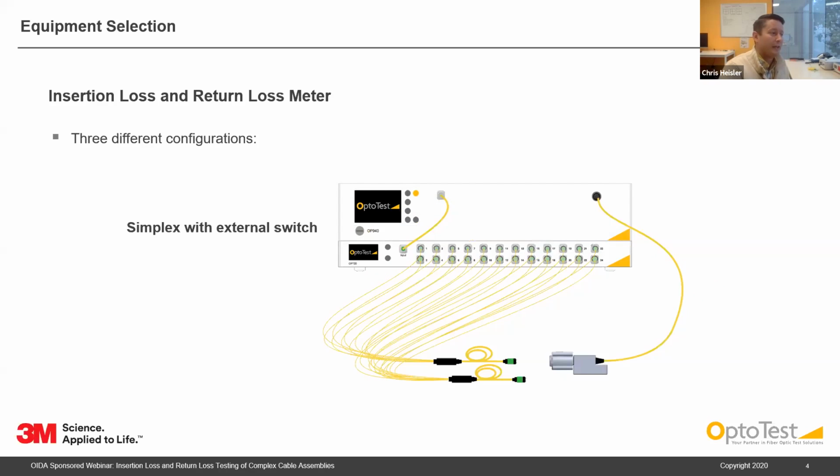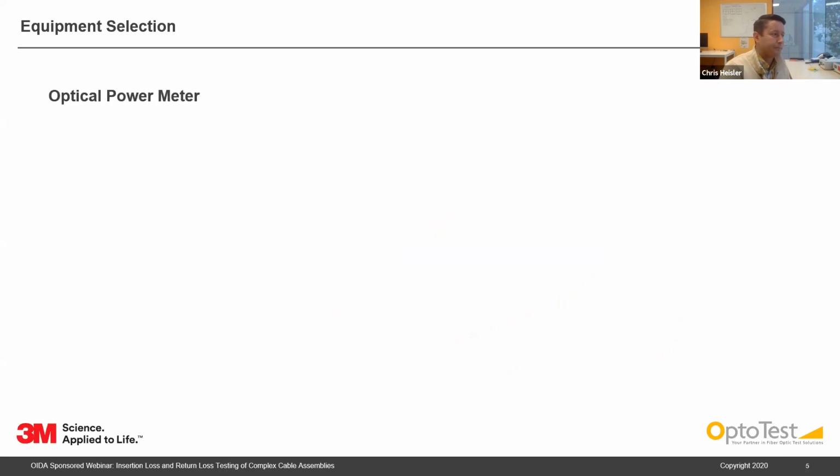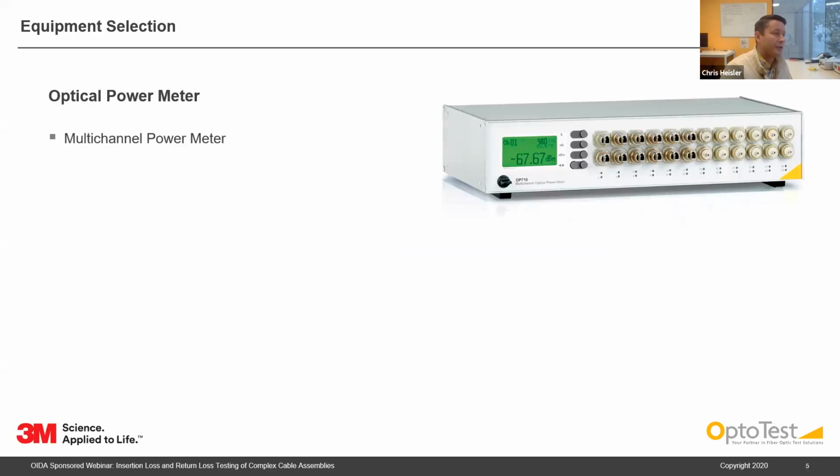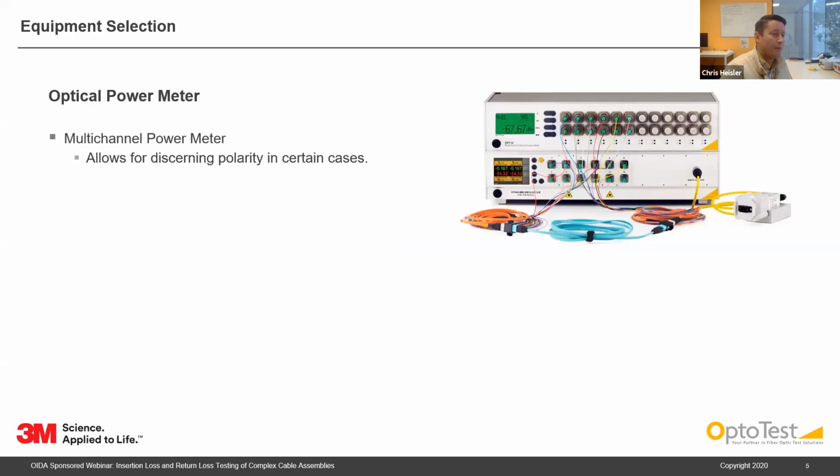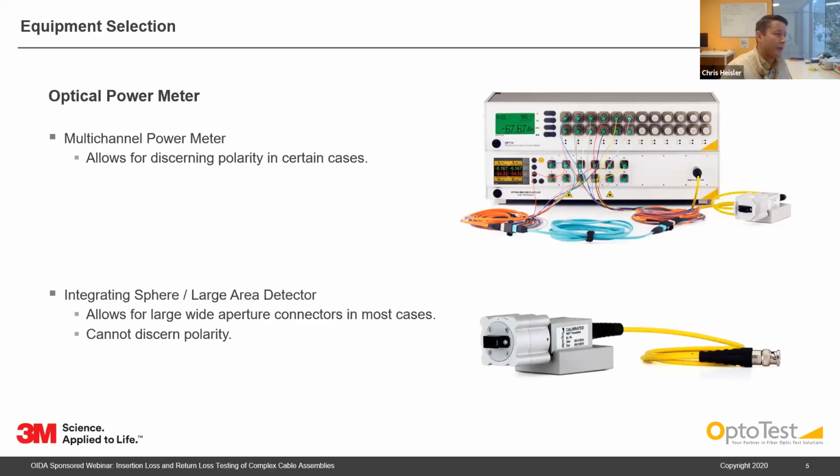One can also take a simplex system and expand it with an external switch to create a multi-channel system if needed. Now looking at the optical power meter side of things, a multi-channel power meter is good for testing DUTs with multiple connector types. And also when coupled with an optical source, a multi-channel power meter can help discern polarity on multi-fiber assemblies. There's also integrating sphere and large area detector options.